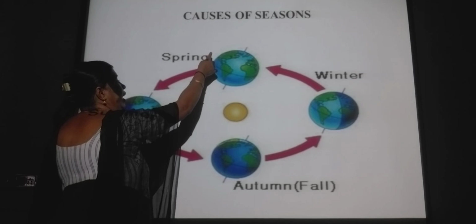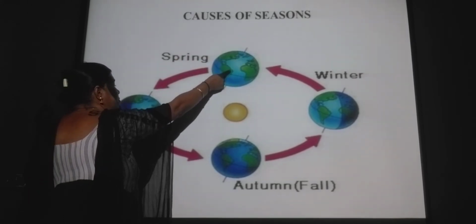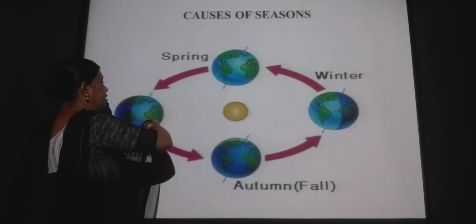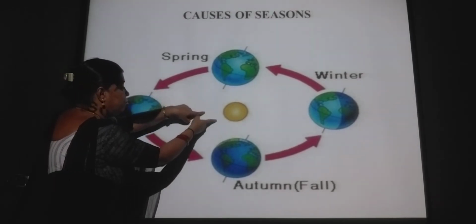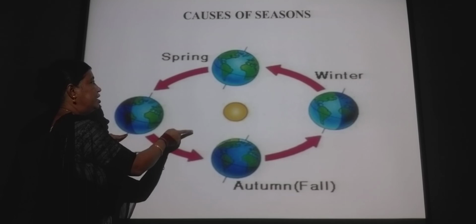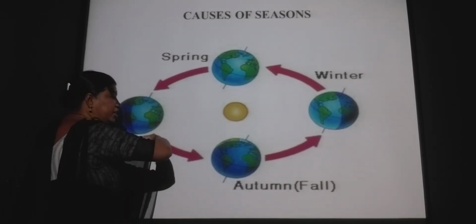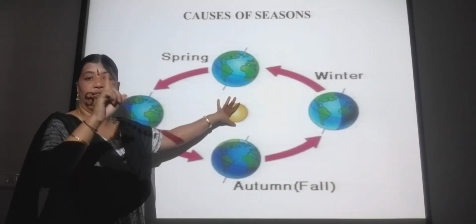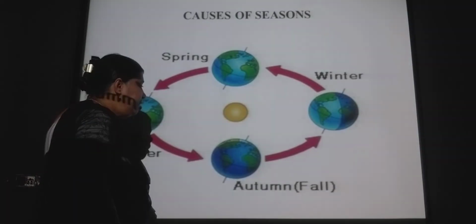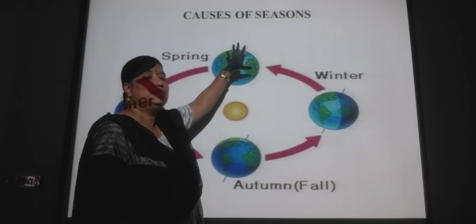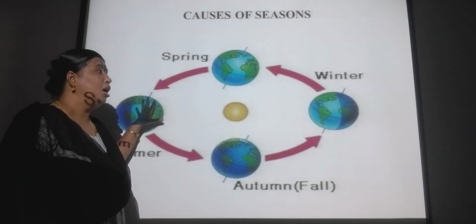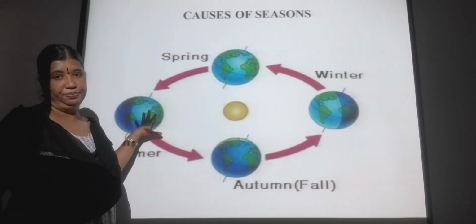So after winter you get the spring season, and again from the spring season slowly the earth is moving, and now you can find the north pole is going towards the sun and the south pole is away from the sun. So this one complete movement of the earth around the sun is called revolution, and here we get the four main seasons of the earth. Understood? This is how the seasons are formed.